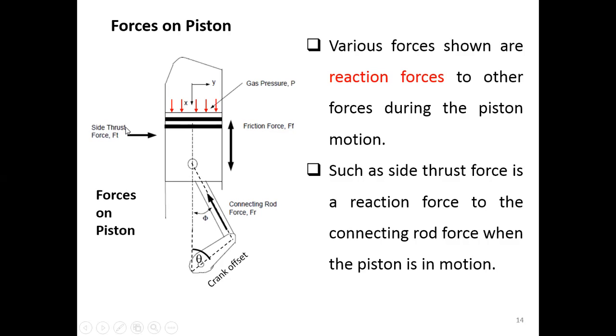For example, let's look at what the reaction forces are. This side thrust force is considered a reaction because it happens when the piston is in motion, and this side thrust force acts on the connecting rod here. So in other words, when the piston is in motion, it will create the reaction called the side thrust force here. So this is the meaning of the reactions.